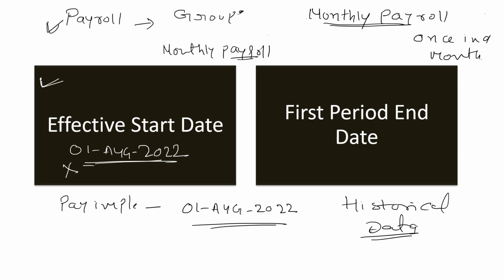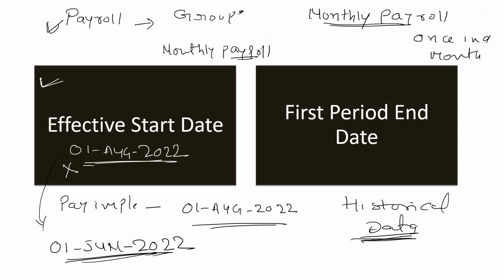So if they say they want to store historical data, then in that scenario the effective start date will change from 1st of August to, say, 2 months earlier, 1st of June. So this will be my effective start date for defining the payroll.